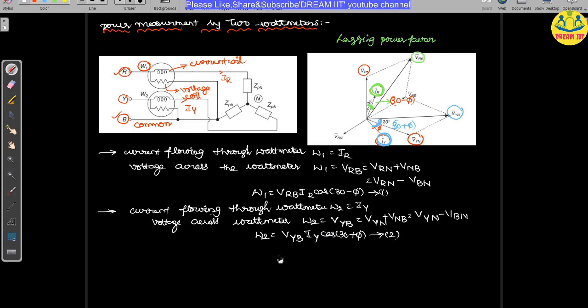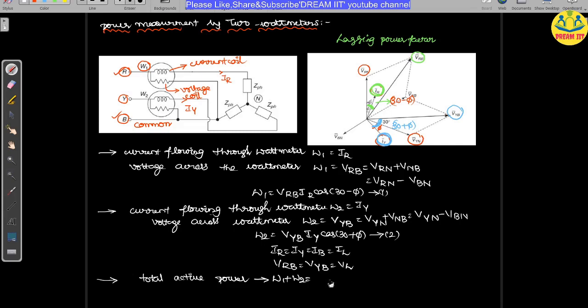Now if you observe here, the line current and phase current are equal: IR equals IY equals IB equals IL. And VRB equals VYB, which also equals VL. So if you want to get the total active power of the circuit, you have to add W1 plus W2.